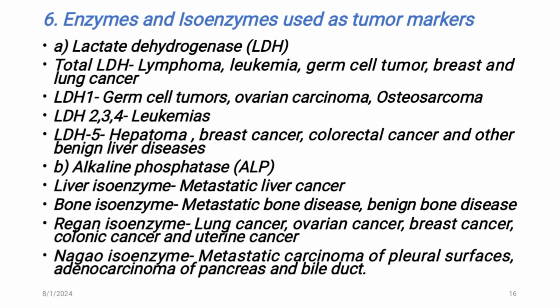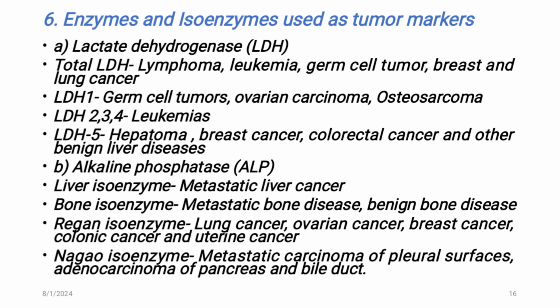Okay, the next one is the bone isoenzyme. As the name indicates, bone isoenzyme would show the cancers and tumors of the bone. So it is a metastatic bone disease, benign bone disease. And the next one is the Regan isoenzyme. Lung cancer, ovarian cancer, breast cancer, colonic cancer, and the uterine cancers. Mostly the female reproductive part cancers are related to the Regan isoenzyme.